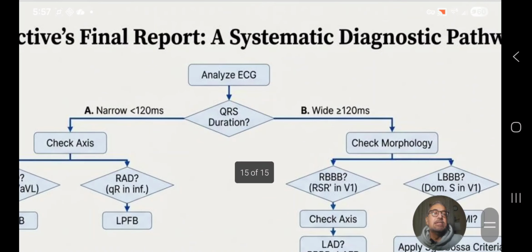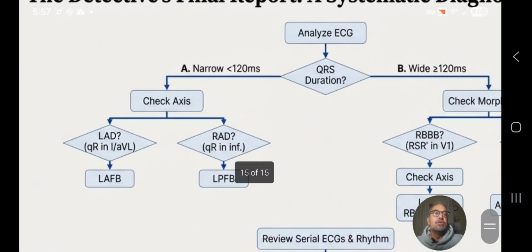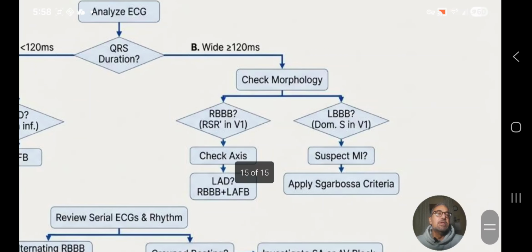So, you analyze the EKG, look at the QRS duration. If the QRS duration is less than 120, check the axis. If it's left axis, that is QR in I and aVL, it's a left anterior fascicular block. If it's right axis, that is QR in inferior leads, it's left posterior fascicular block. If the QRS duration is more than 120, check the morphology. RSR in V1 is the right bundle, check axis. If it's left axis, it's right bundle plus left anterior fascicular block. If you have a wide QRS more than 120, you check the morphology. There is left bundle branch block, which is a dominant S in V1, and this is left bundle.